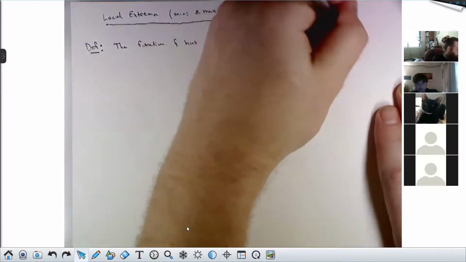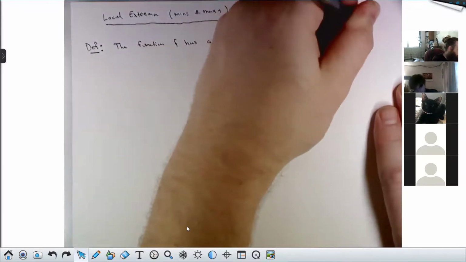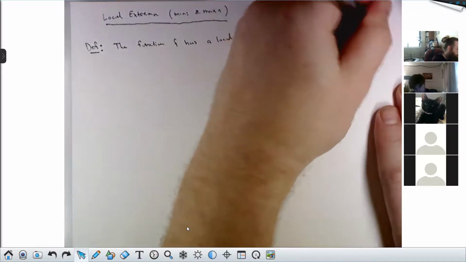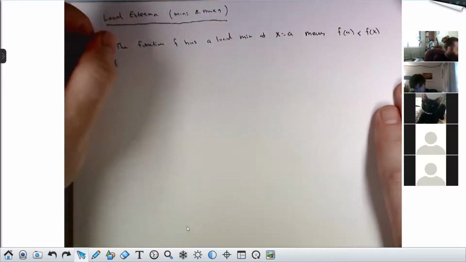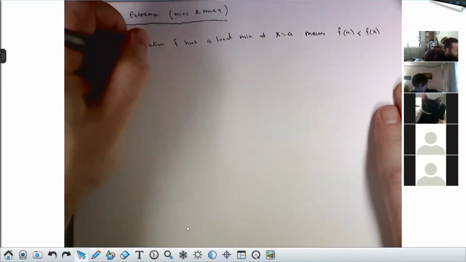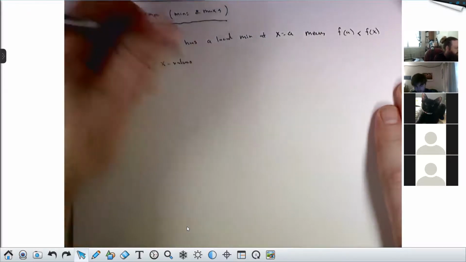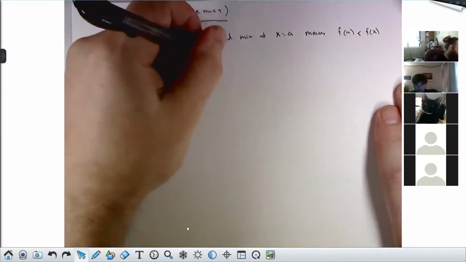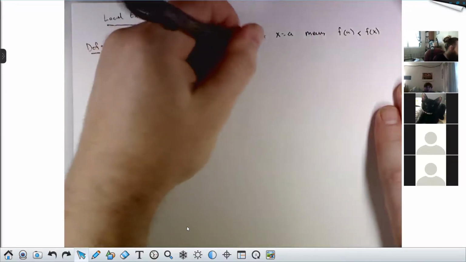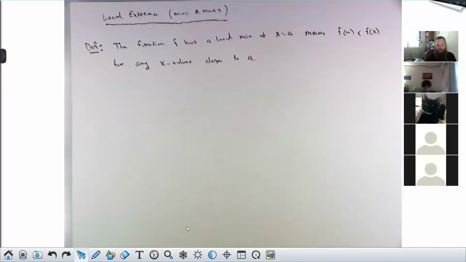In other words, f of a should be less than f of x for any x values close to a. And that word close has a bit of a fudge factor behind it. What does it mean to say two numbers are close to each other? It's not very quantitative. But I'll show you precisely what is meant by that.